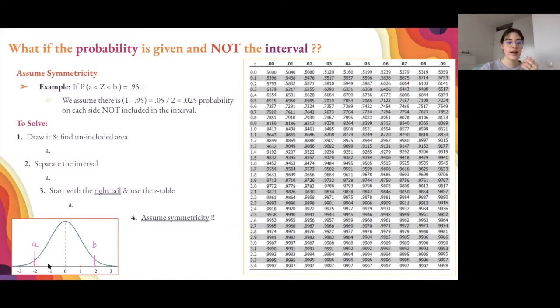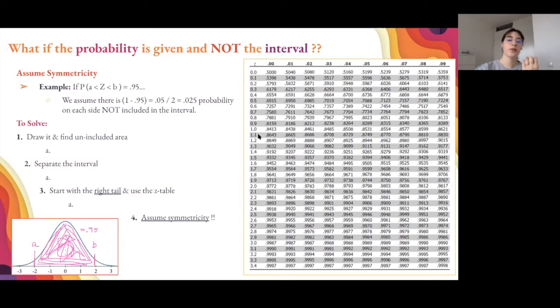So this entire shaded area in between A and B, in between this entire interval, is equal to 0.95, which is given to us. So this whole interval in between A and B is equal to 0.95. And then what is left over of that 0.95? So what is not accounted for in the interval?